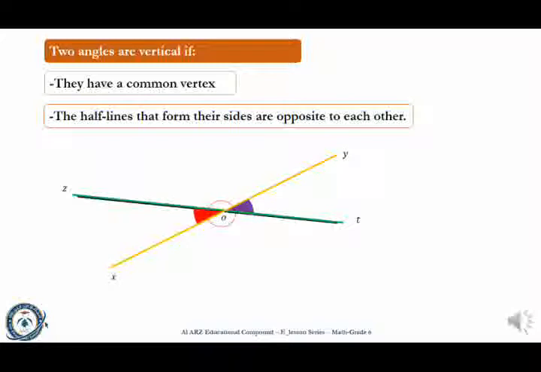If you extend the sides of the first, you get the sides of the second. For example, if you extend OZ, you get OT. If you extend OX, you get OY. You see how the sides are opposite to each other?